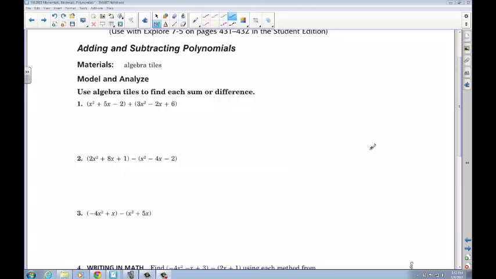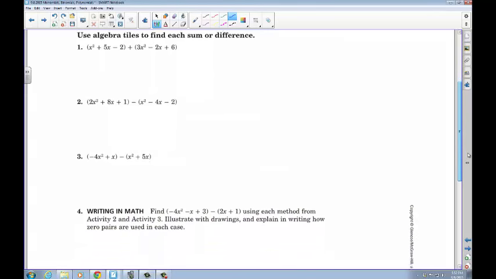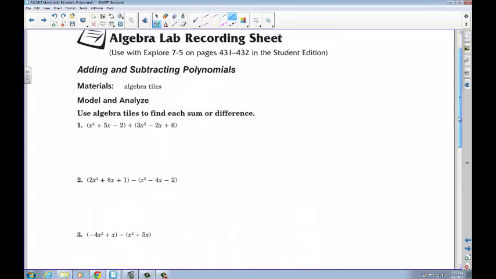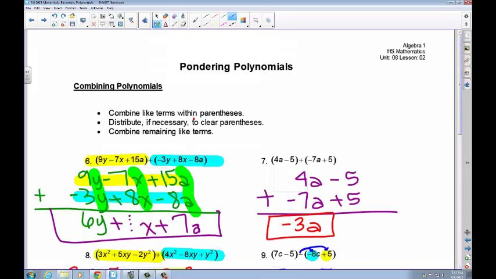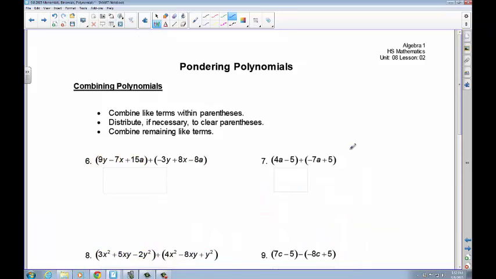Adding and subtracting polynomials. This is what your homework looks like, and it is only 4 questions long. So what I'm going to do is go over 2 questions that we did in class to refresh your memory, and then we can go back to the homework.